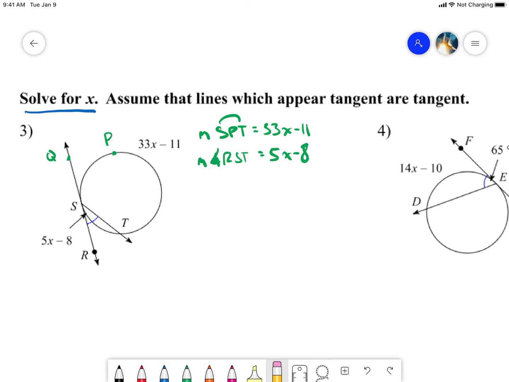So what I'm going to do instead is find the measure of this arc and use the idea that the measure of arc SPT plus the measure of arc ST is equal to 360 degrees. So you already know SPT is 33x minus 11. So let's find the measure of arc ST.